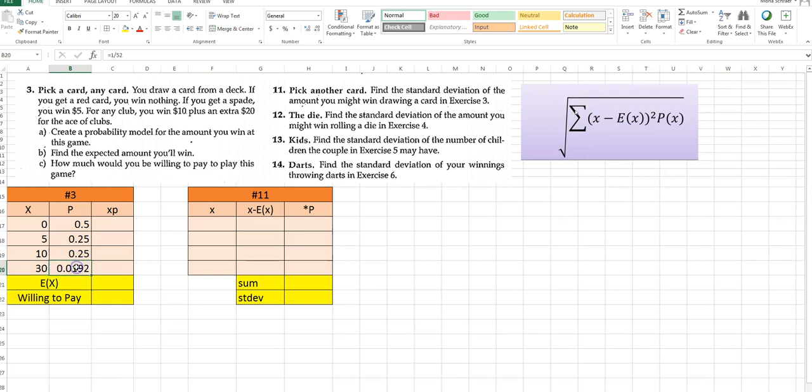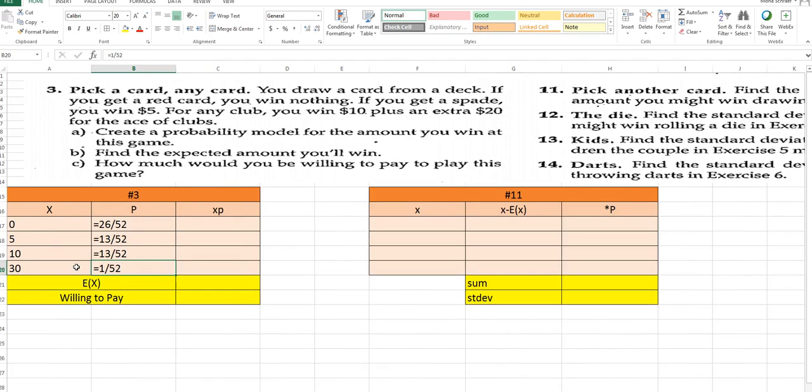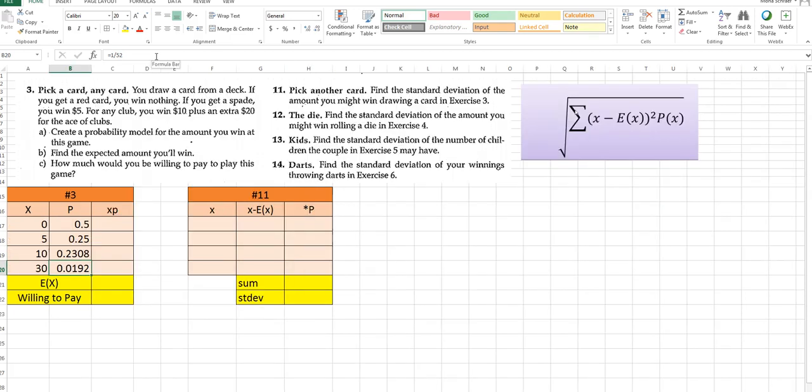But I do have a little bit of a problem here. My problem now is that this doesn't equal 1. I've added this up, 26 plus 13 plus 13 plus 1, that's 53. The reason is that I'm counting the ace of clubs twice, once for all of clubs and once here. So if I'm going to do the ace of clubs right here, I'm going to have to change that number from a 13 to 12. So I always have to be really on my toes.